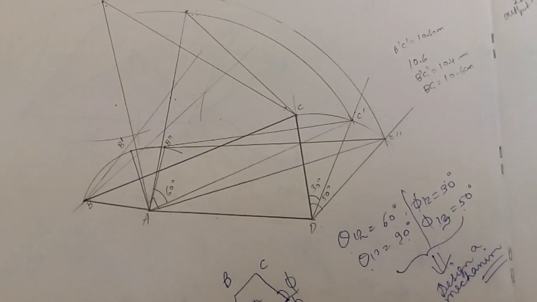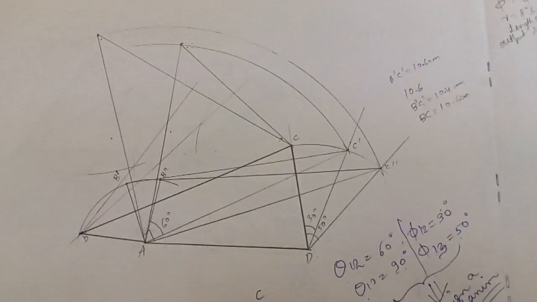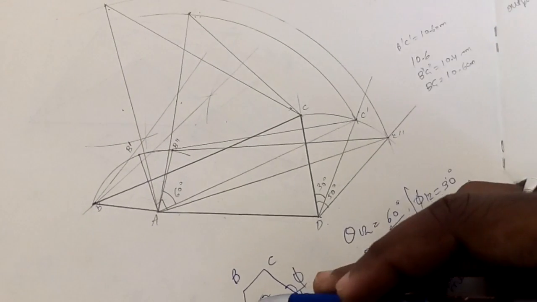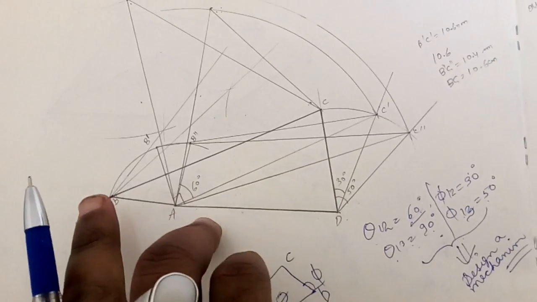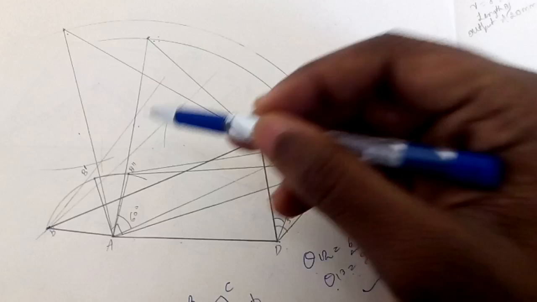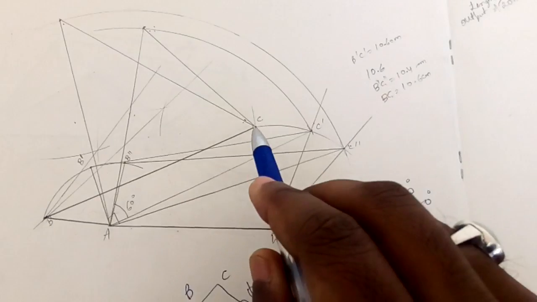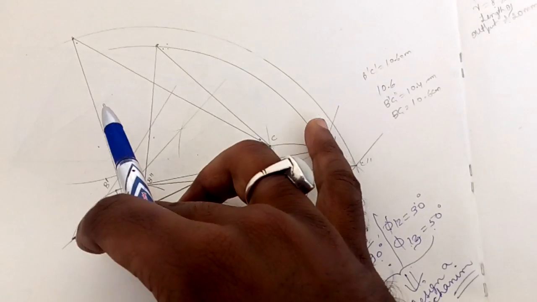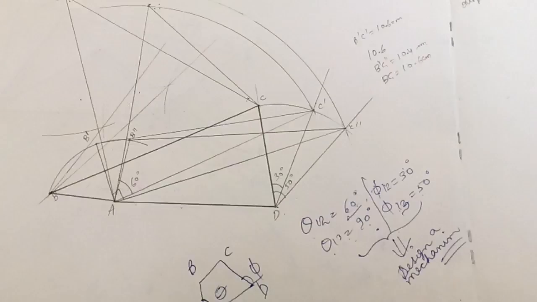That is, to verify our mechanism. How to verify? You rotate AB by 60 degrees clockwise, because it was theta at AB. So you rotate 60 degrees and 90 degrees. I have rotated AB by 60 degrees and by 90 degrees and named the points B dash and B double dash. Now you measure BC and take an arc equal to BC from B dash, you cut at C dash, and from B double dash you cut at C double dash.